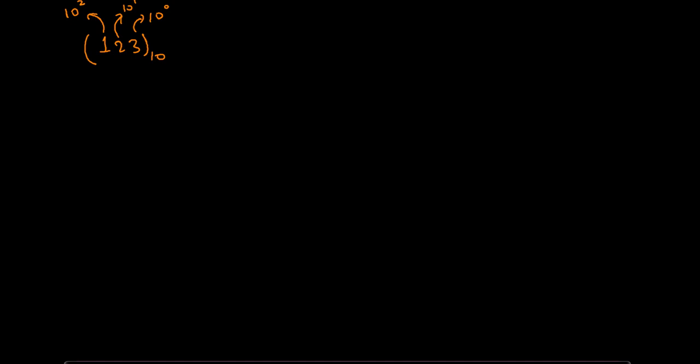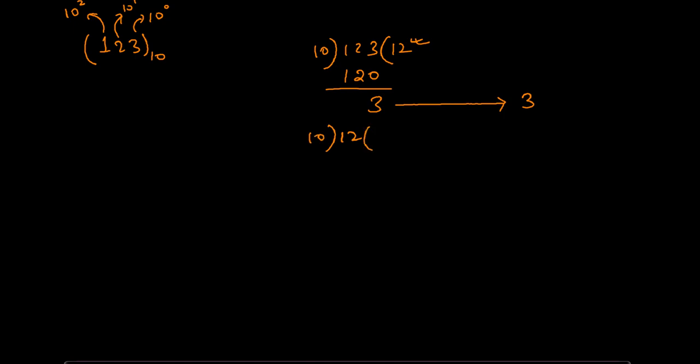And how is that solved through a program? What programmers do is they divide this 123 by 10. What you get as the remainder is 3. Now what is the quotient? 12. Then you divide this quotient by 10 again, and the remainder that you get is 2. Now what is the quotient? It is 1. You divide this 1 again by 10.